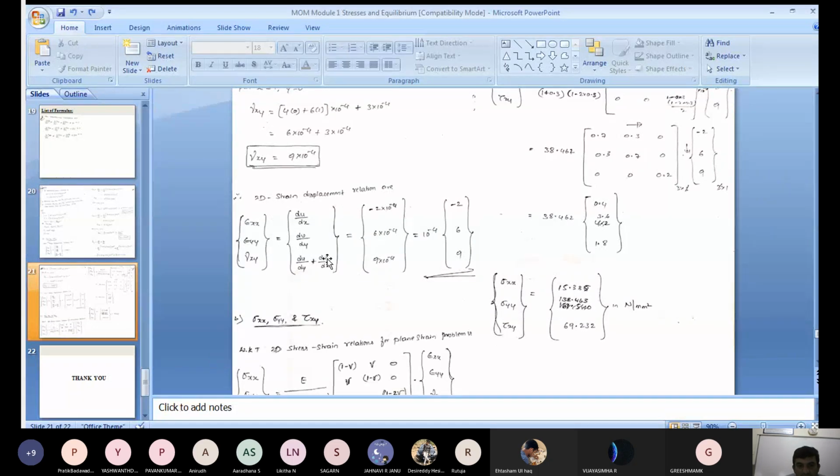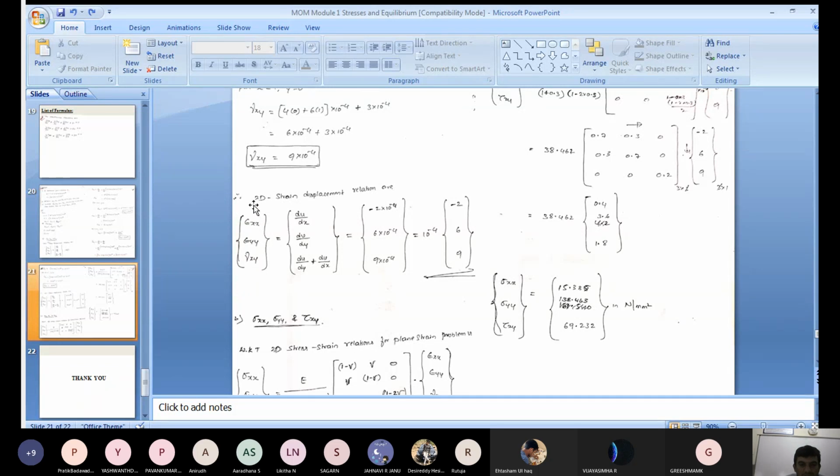Now after that, keep it in terms of vectors. What is the strain vector? What I am pointing at with the cursor here is the 2D strain-displacement relation: epsilon xx, epsilon yy, gamma xy. This is a strain vector.